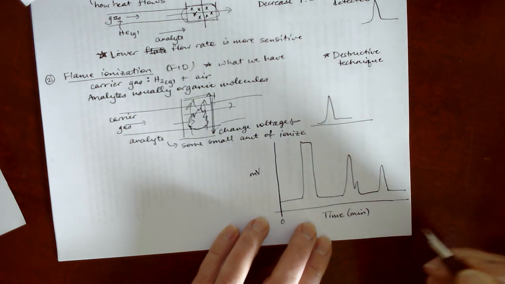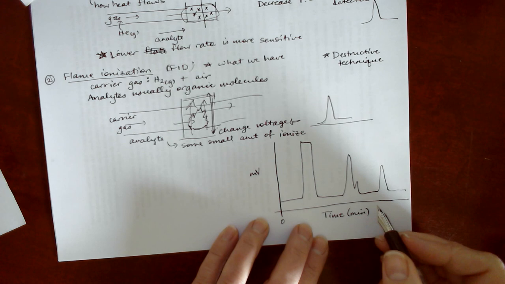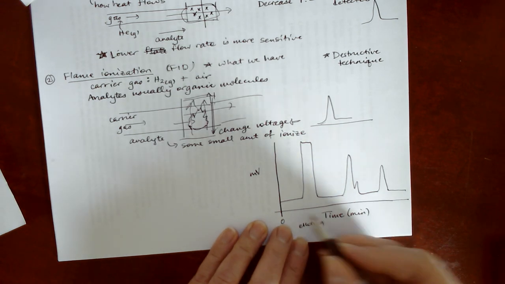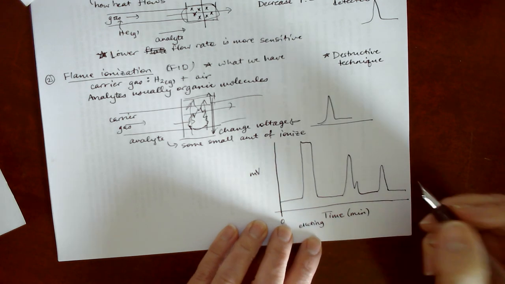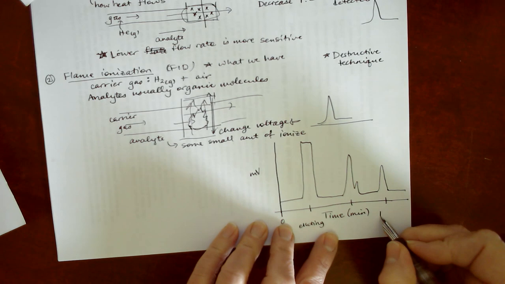But that's kind of what your scan is going to look like, and eventually things stop coming off the column, and we call this eluting. As they come out, they are eluted out of the column. And then the amount of time that it takes, this is called the retention time.